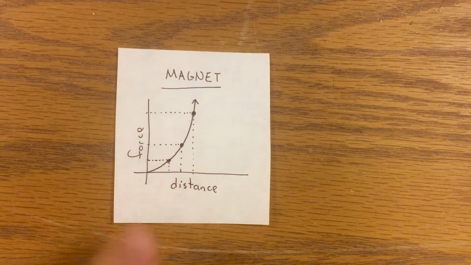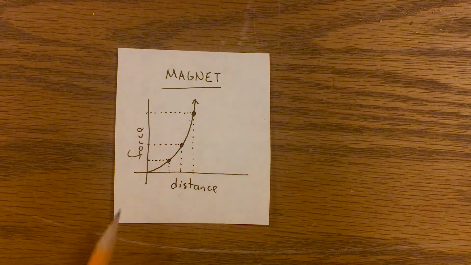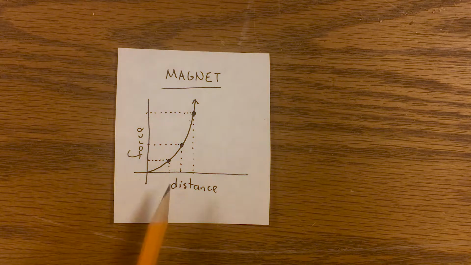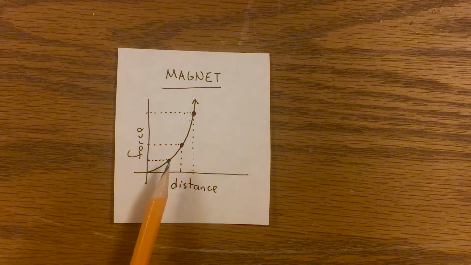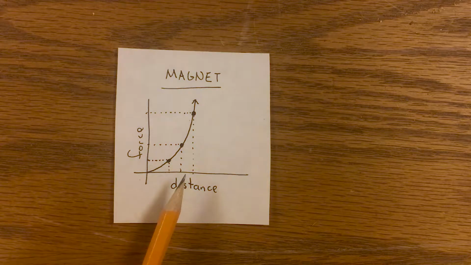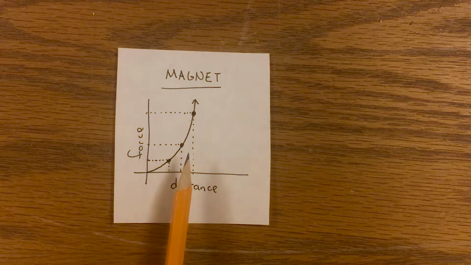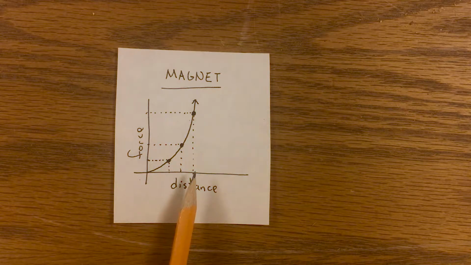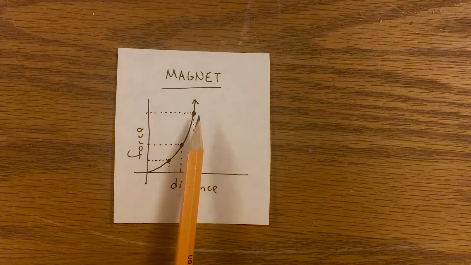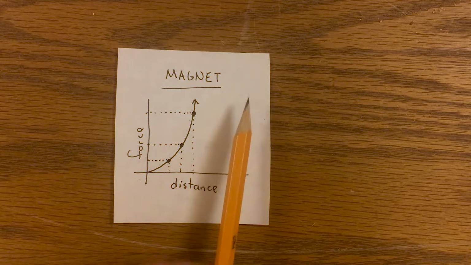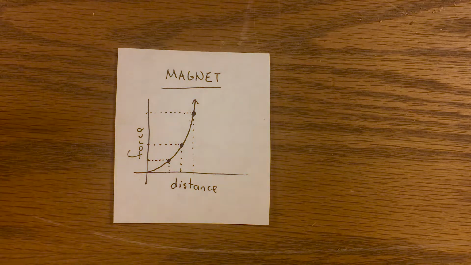So I've gone and I've made some graphs. Here's the behavior with magnets. I have force on one axis and distance on another. So if the distance changes a little bit, you see the force changes a little bit. Okay, change the distance a little more, the force changes a little more. Change the distance a little more still, and boom, all of a sudden the force starts to change a lot. It really takes off. It's got this exponential relationship.